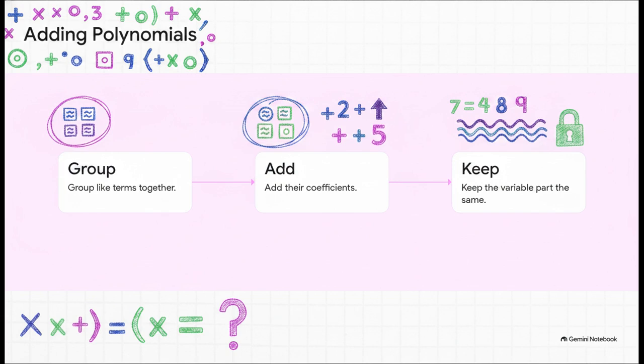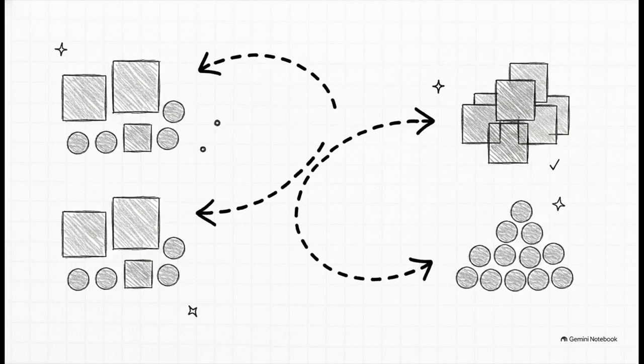Let's see how this builds into solving actual equations. Let's put this into practice right now. We're adding the polynomial 3x plus 5 to the polynomial 2x plus 4. Following our steps, first, we group the x family together, so we take the 3x and the 2x. Then we group our constants, the plain numbers, together, so we take the 5 and the 4.